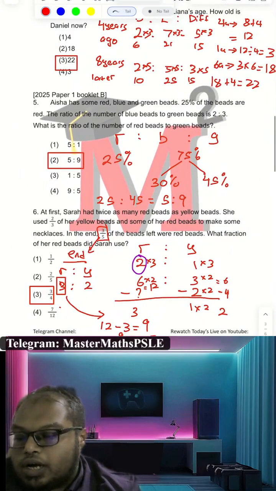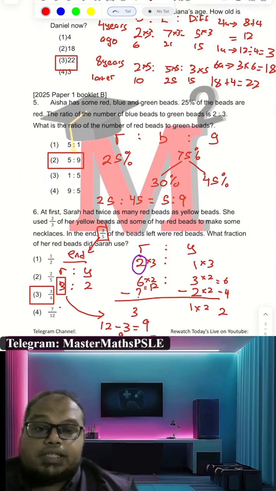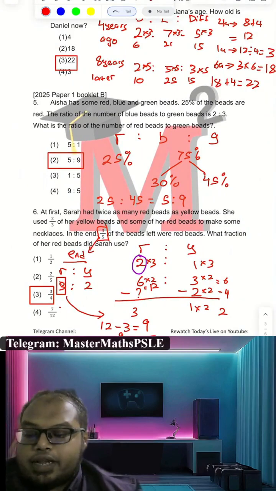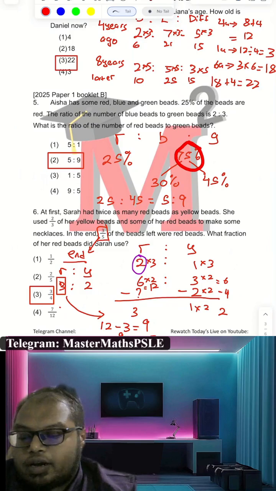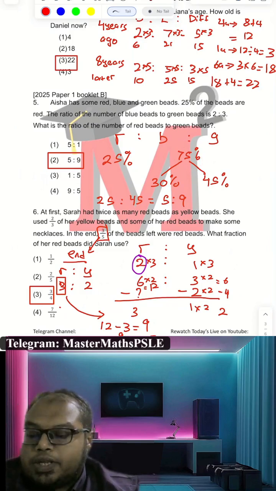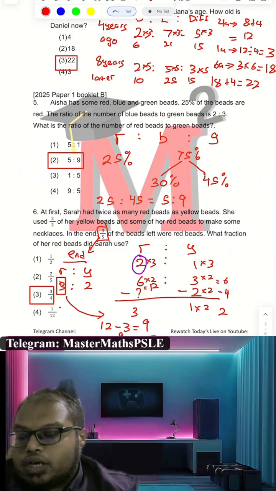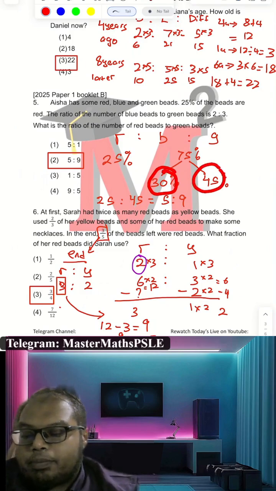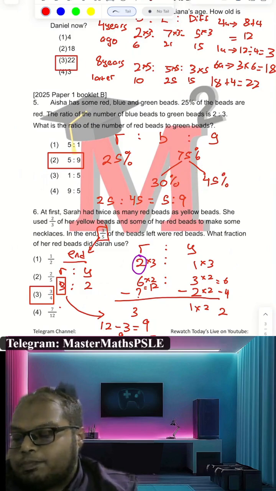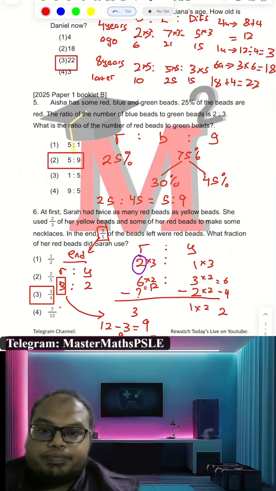Okay, now this red, blue and green, quite easy. We know that we got 25%, so the remaining is 75%. 75% when I split it into 2 is to 3, I got 30% and 45%. So I put it as 25 is to 45, 5 is to 9.